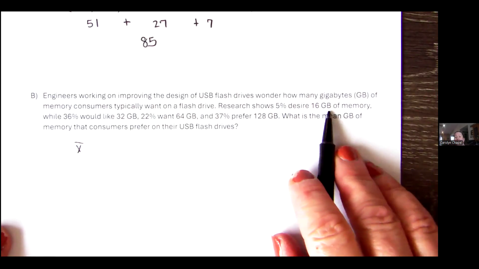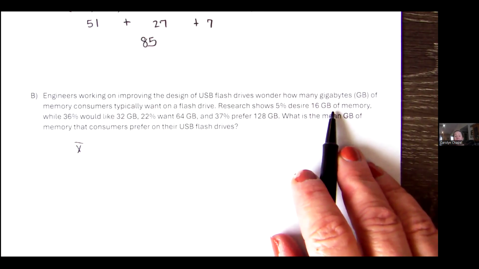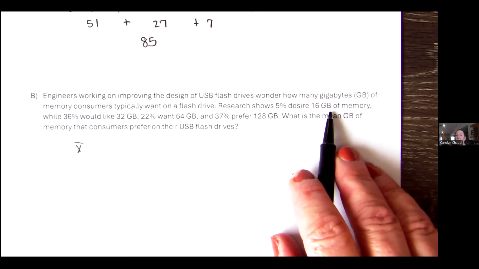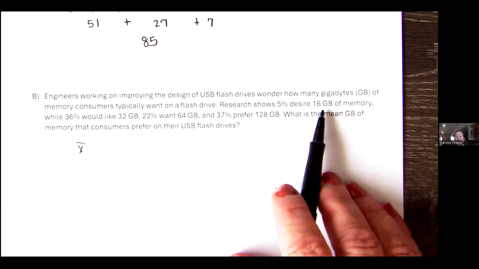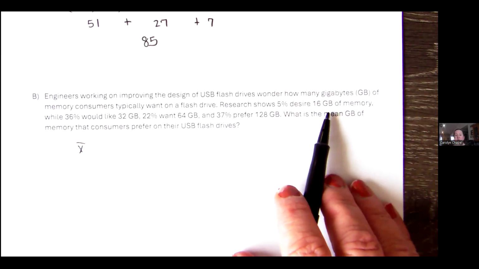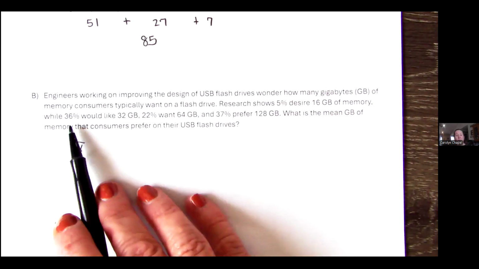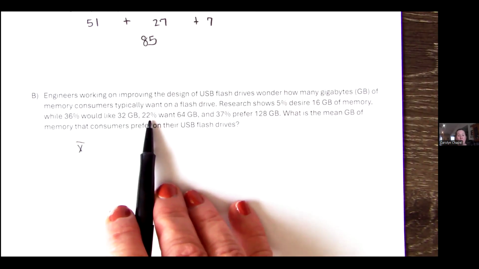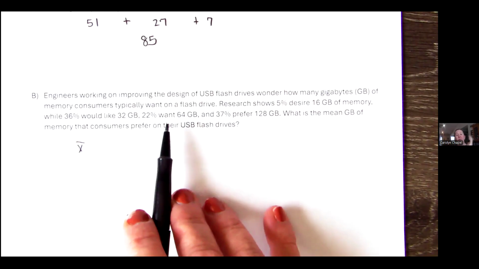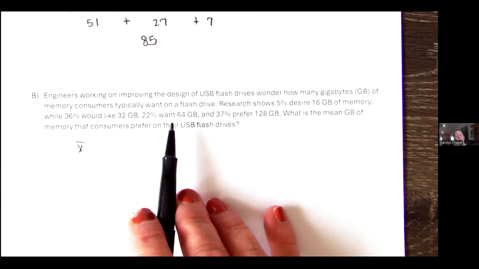This is the value. Another way to think of this problem is if we had 100 people and everybody had their preference as to how many gigabytes, we would have 5 people that liked a 16 gig. So we would be taking a 16 plus a 16 plus a 16 plus a 16 plus a 16 for those 5 people. Then we would add on 36 32s. We'd add on 22 64s, and so on. We'd add all those pieces up and we'd divide by our 100 people.